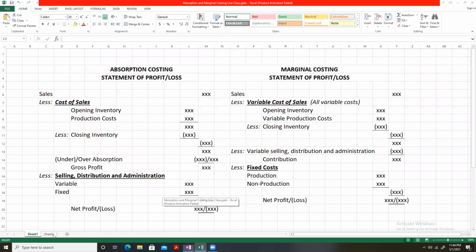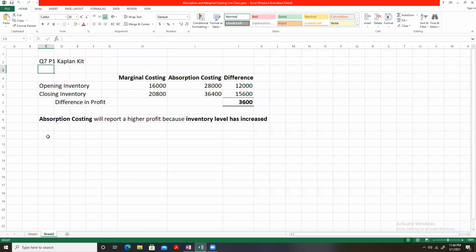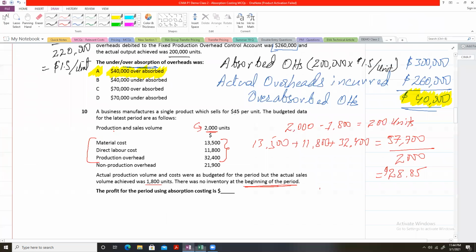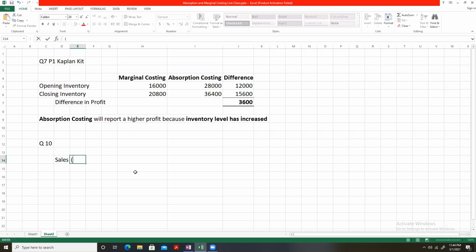Let's prepare an income statement under absorption costing. We are dealing with question number 10. Sales. How much is the sales? The total sales during the period, each unit sells for $45. And how many units were sold? 1800 units were sold, each unit for $45. So the total revenue will be 1800 multiplied by 45, $81,000.